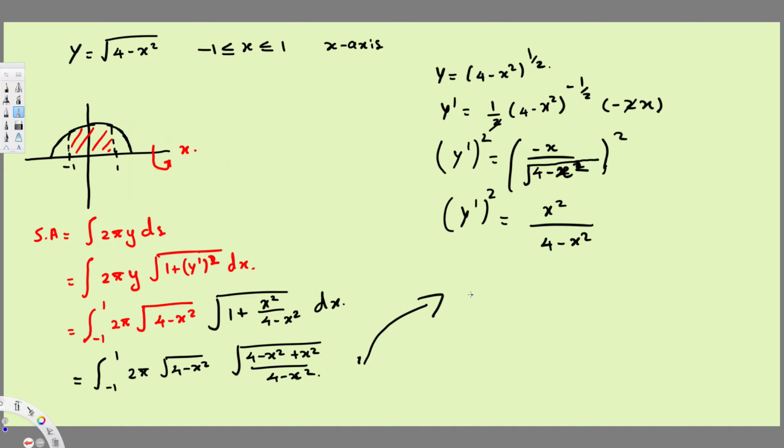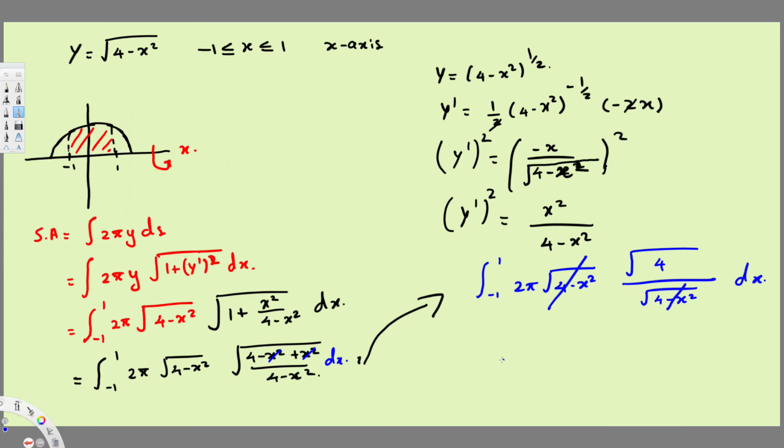Here we are going to have -1 to 1, 2 pi times square root of 4 minus x square, and then in the numerator we have 4 minus x square plus x square. Minus x square and plus x square cancel, so we just get 4. In the denominator we have 4 minus x square, and if you notice we have 4 minus x square right here too, we can cancel both. So we are left with 2 pi root 4 dx. So we have a dx right here too.